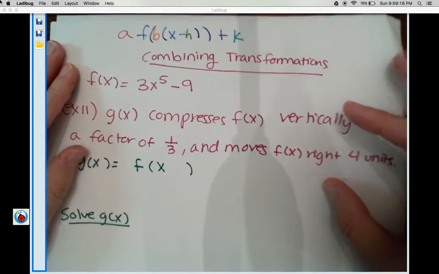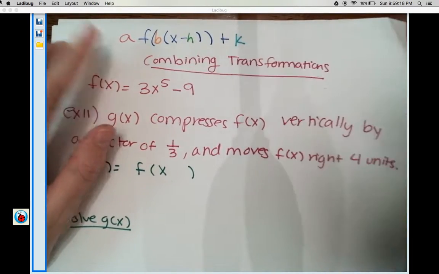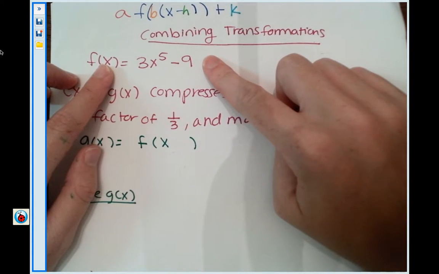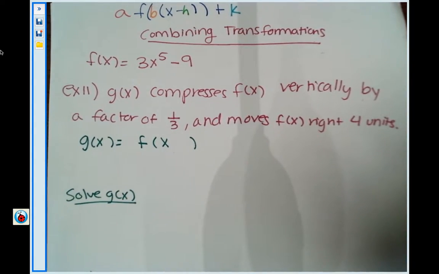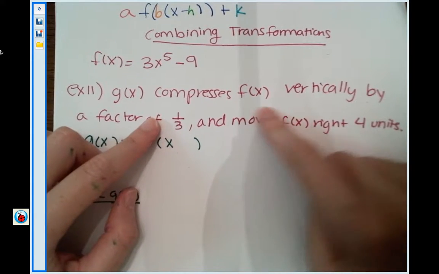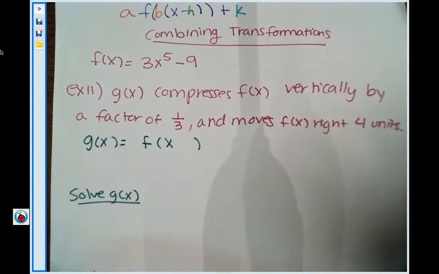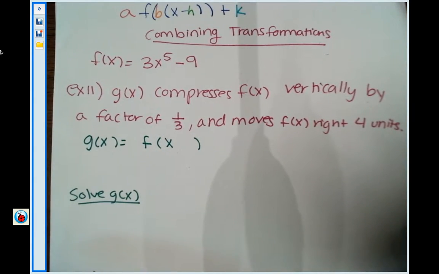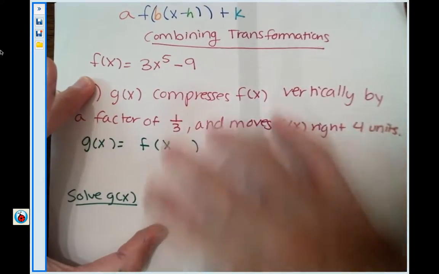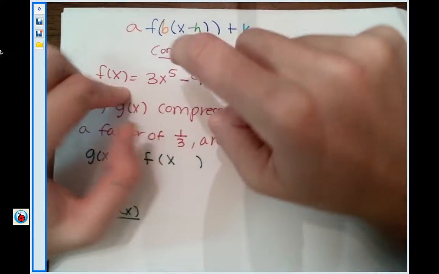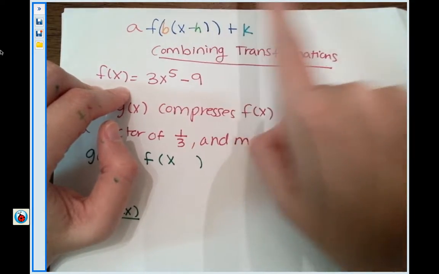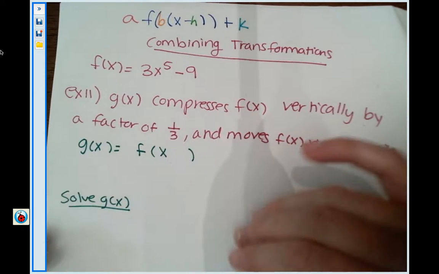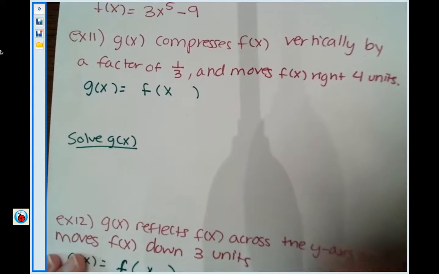Okay, so I have our nifty function notation right here in case we need it. So here's our f of x, 3x to the 5th minus 9. And in example 11, it says g of x compresses f of x vertically by a factor of 1/3 and moves f of x right 4 units. So first of all, let's figure out what the transformations are because I need to know what the A, B, H, and K are because that will tell me where they go in my nifty equation. And then after that, I can solve the nifty equation.